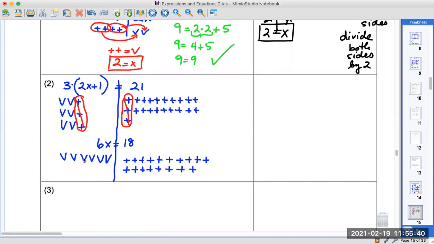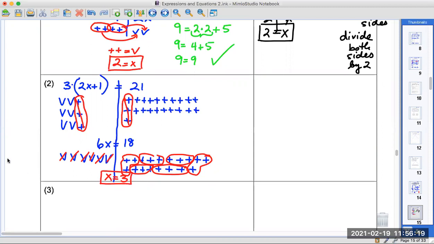So how many pluses go to each of these? I think it's 3. That's 1. Another 3. 2. So each gets 3. So I'm grouping it up by 3. So that means each cup gets 3, and that's my solution.